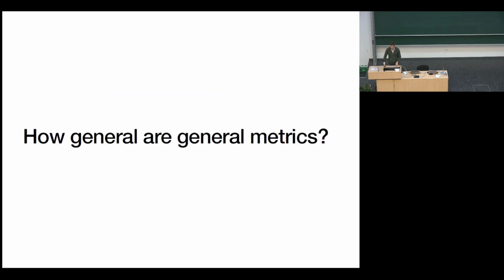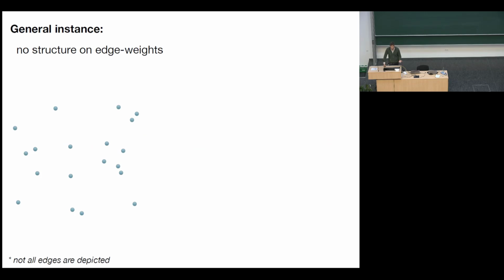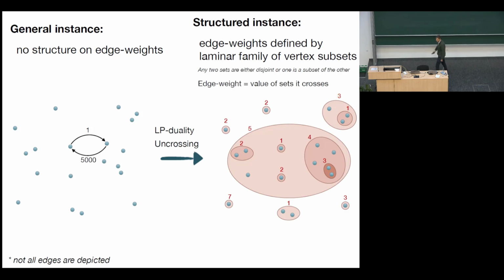So how general are general metrics? Well, we are given a general edge weights instance. We have no structure on the edge weights. But now we're going to solve our problem with respect to this linear program. So we solve the linear program, we get an extreme point, and we throw away all the edges that took 0 value. So we have general weights here, but after doing extreme point, throwing in some duality, we have a very nice instance.